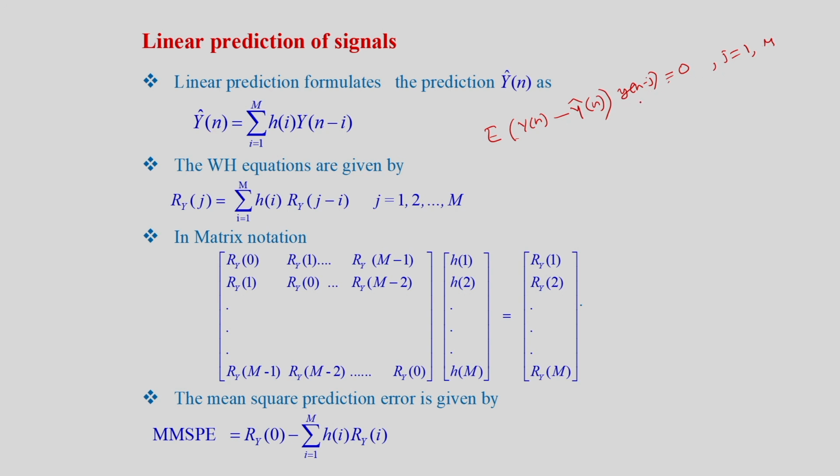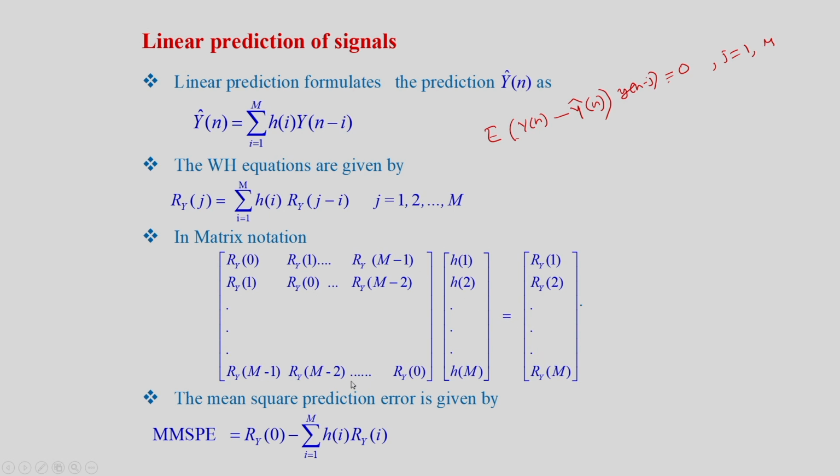Error is orthogonal to data, and from that we directly get the Wiener-Hopf equation or normal equation, and this is given by Ry[j] is equal to summation h i into Ry[j minus i], i going from 1 to m. There are m equations corresponding to m values of j. And in matrix notation, we write this equation like this: the autocorrelation matrix into coefficient vector is equal to the autocorrelation vector.